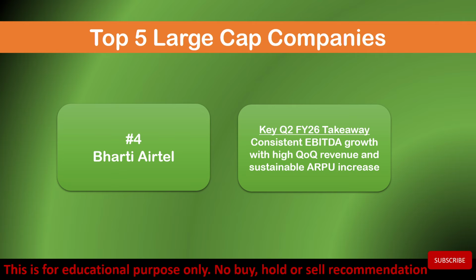Consistent EBITDA growth with high quarter on quarter revenue and sustainable average revenue per user increase. Now, Bharti and Jio, so this is a duopoly at the moment. Vodafone Idea is nowhere even near. And Jio is not listed as of now, the Reliance Jio. So, Bharti Airtel, I would say at the moment is a monopoly in its sector in the share market. So, extremely good results for Bharti Airtel as well.